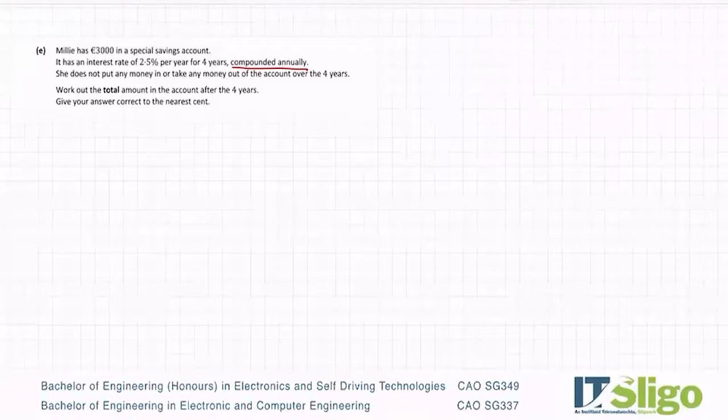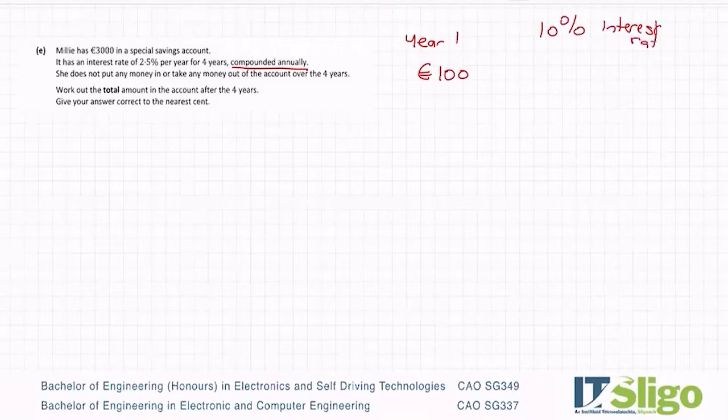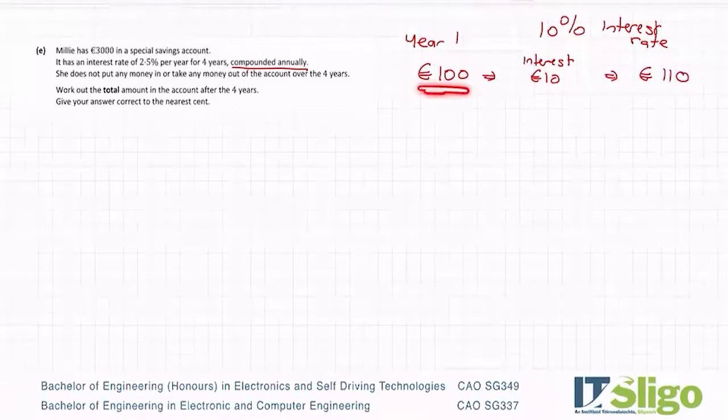Compounded annually means that, so if I have year 1, and I start off with €100, and we'll say I have a 10% interest rate. We'll keep the maths easy, okay? So a 10% interest rate, if I start off with €100, and if I get 10% per year, then can you see the 10% of 100? My interest would be €10. And then at the end of the year, I would end up with €110.